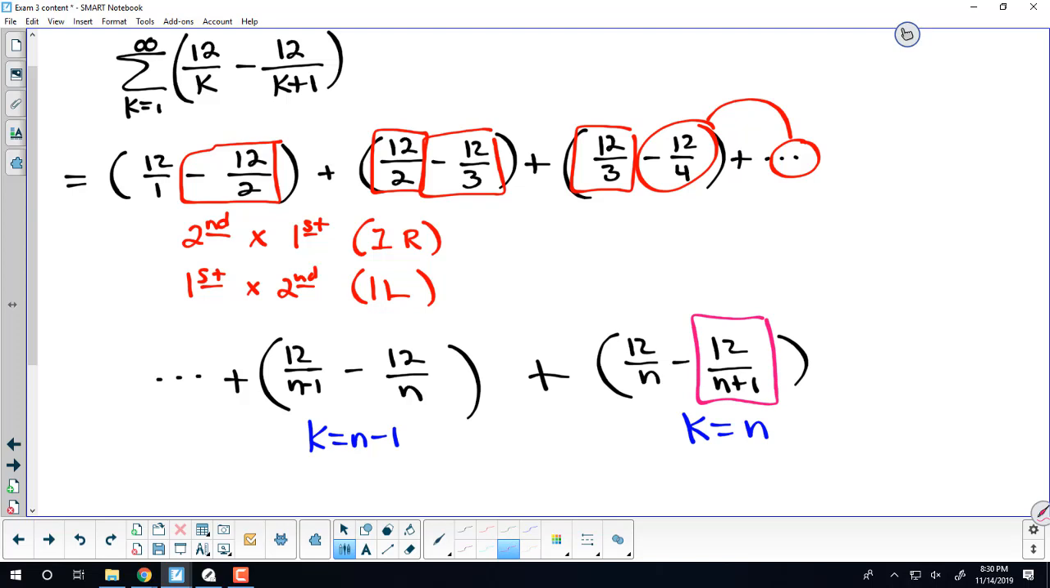Does the 12 over n cancel with this one? Does the 12 over n minus 1 cancel? Yes, that one cancels. It's the first in the pair, so it's going to cancel with the second term, that's 1 to the left. So this thing cancels with this thing. The other thing that didn't cancel was our very first term. Was this 12?